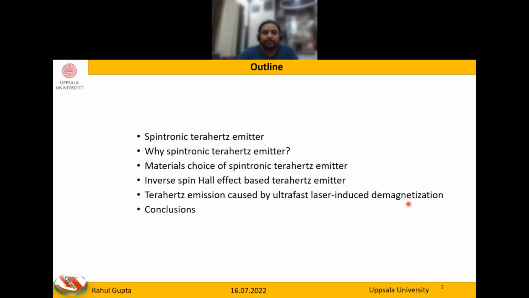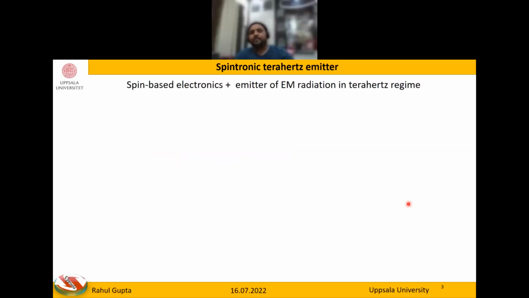So my outline would be like this. First, I will introduce what the Spintronic Terahertz emitter is and why it is so important, and what the material choices for a Spintronic Terahertz emitter are. Then I will describe two phenomena which are utilized to emit terahertz radiation using a Spintronic Terahertz emitter. So what is a Spintronic Terahertz emitter? A Spintronic Terahertz emitter is a spin-based device which can emit electromagnetic radiation in the terahertz frequency region.